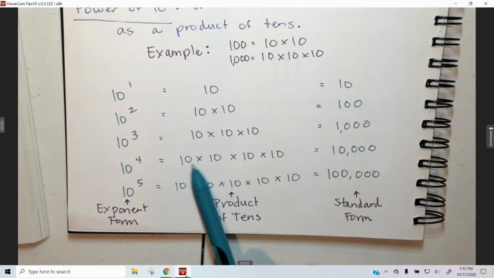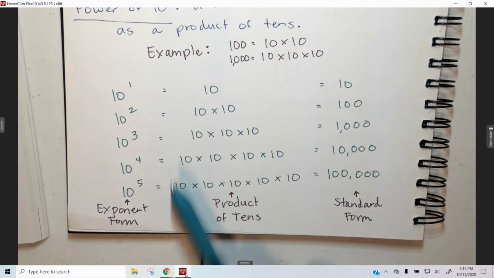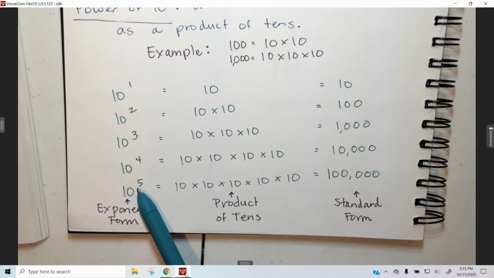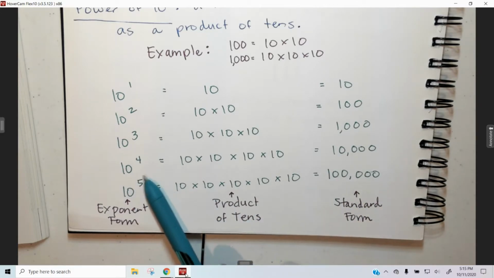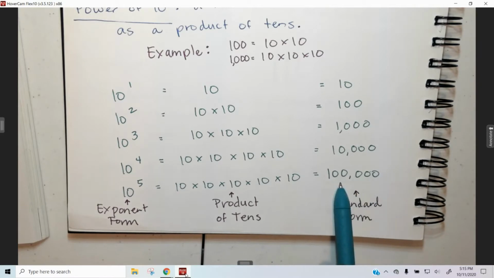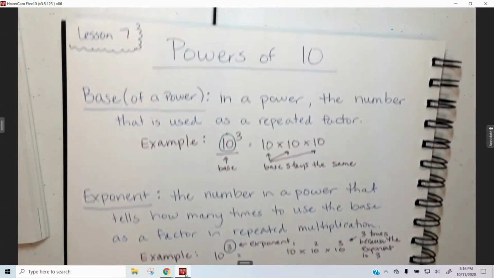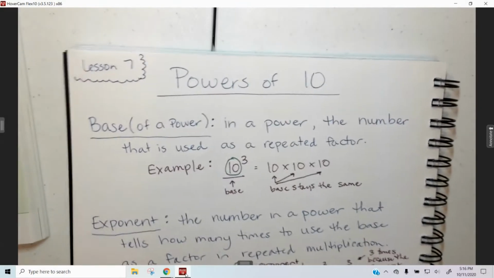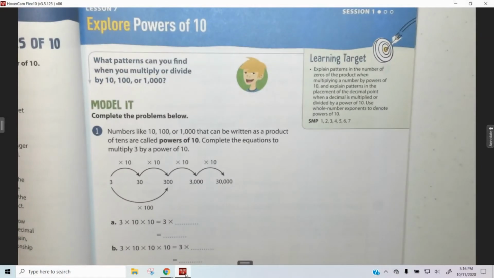10 to the fourth power is 10 times 10 times 10 times 10, or 10,000 in standard form, and so on and so forth. Every time your exponent goes up, you multiply that many 10s, and there's a correlation between what the exponent is and how many zeros there are in the standard form. But we're going to talk more about that today. So that's just a quick little mini lesson to get us ready for the lesson for today, which is on pages 133 through 136. With that, let's go ahead and get started.